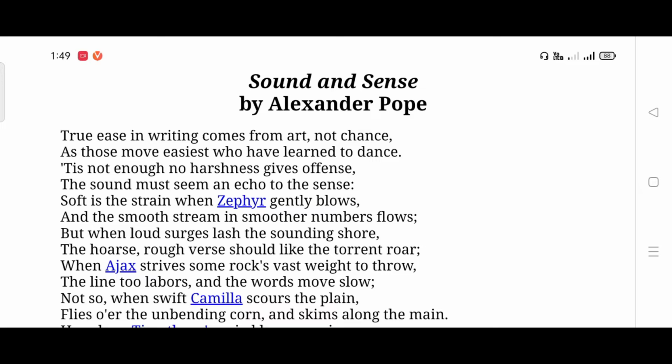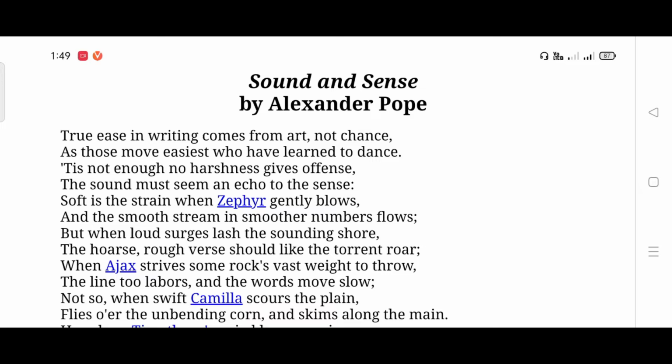Okay, now let me explain the poem to you. True ease in writing comes from art, not chance, as those move easiest who have learned to dance. Now, in this couplet, Pope is saying that those who think that writing poetry is an easy task and needs no hard work are wrong.